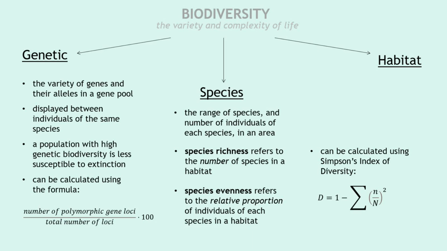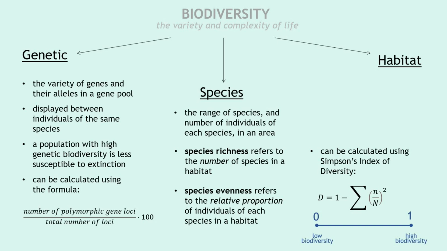And then lowercase n is the number of individuals of a particular species. So with this quotient here, you are calculating the proportion of individuals of a particular species out of everyone else. You then add all of these fractions together and you subtract them from 1. And the answer that you will get will be on a scale between 0 and 1, where 0 is low biodiversity and 1 is very high biodiversity.